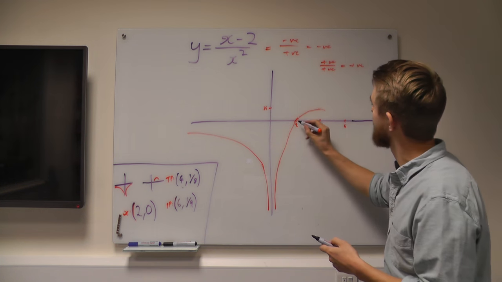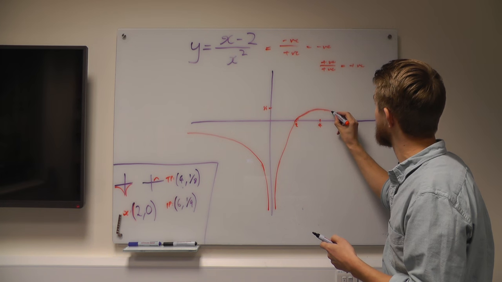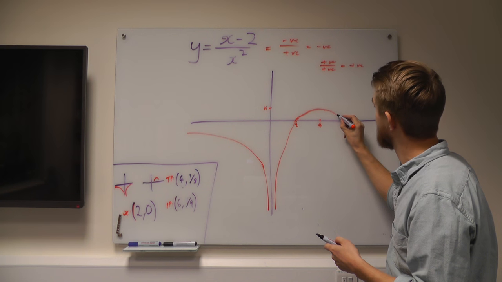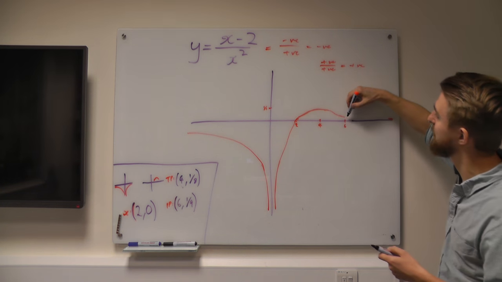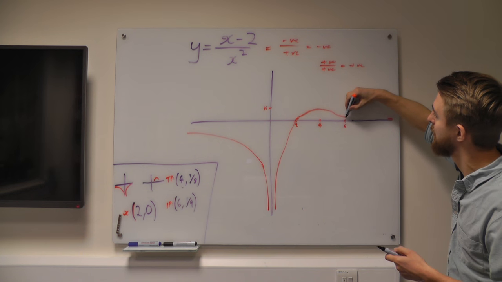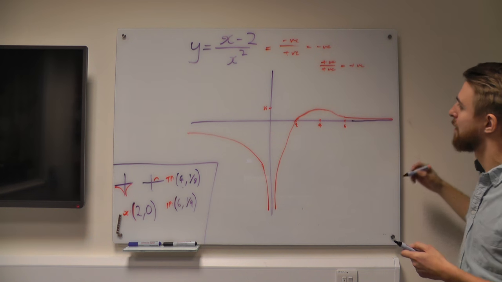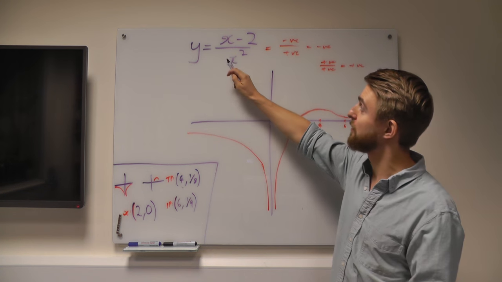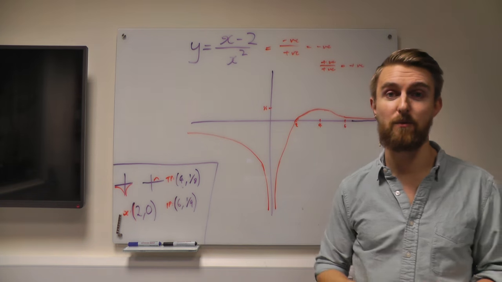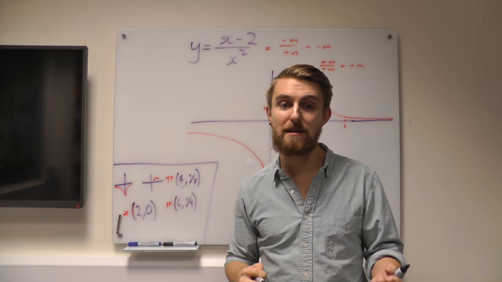What's going to happen, as we said, is we go up to this turning point, and we go down, and the gradient's decreasing, decreasing, decreasing, and it comes to a point above 6 where it's no longer decreasing anymore, and it's coming up like this, all the way out here. And that is what our function, x minus 2 over x squared, would look like. The last two pieces of information we're going to extract are the domain and the range.